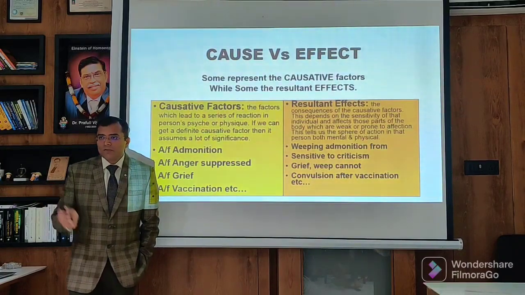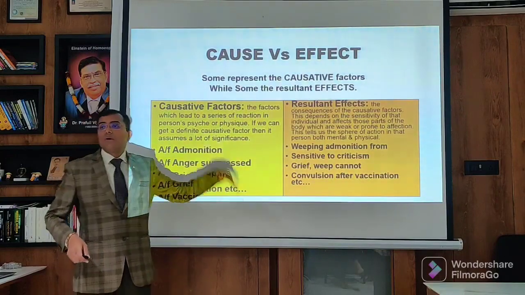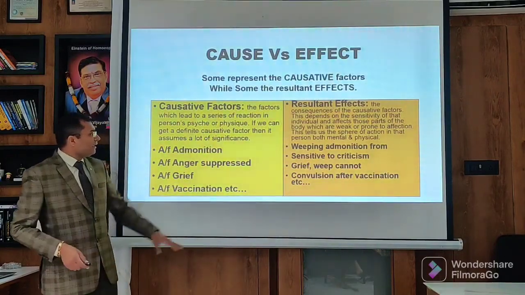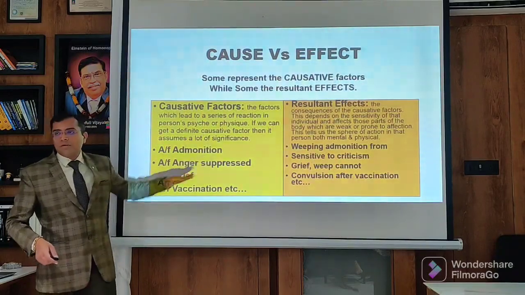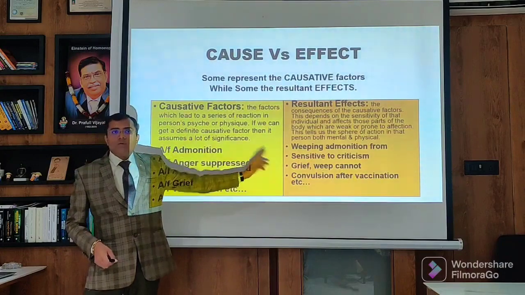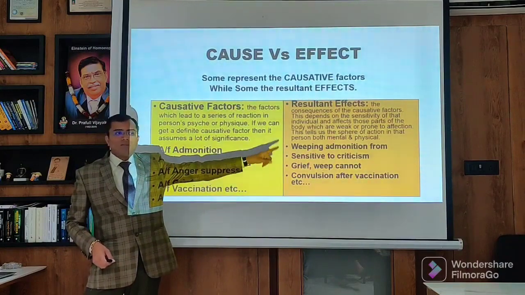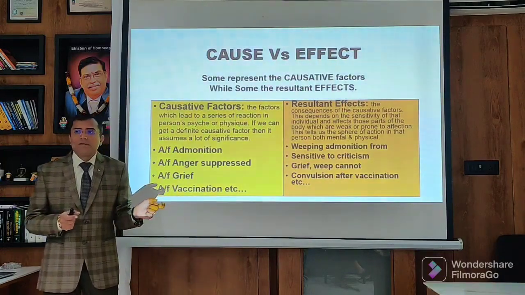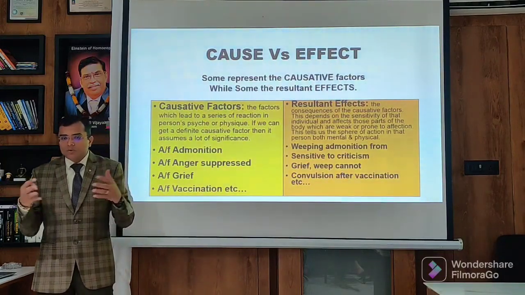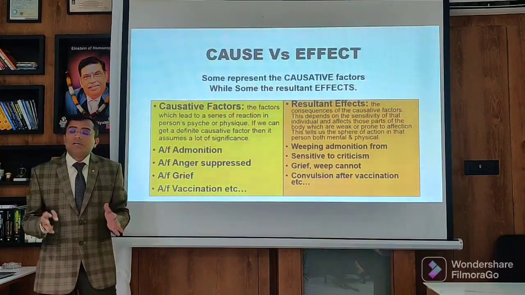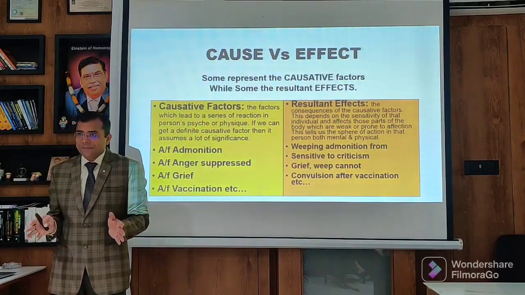Are you getting me? In the same way, the resultant effect is based on the causative factors. So most of the time we have certain rubrics, see here the admonition, but what happens after admonition? The person goes into a state of weeping. So weeping is a resultant effect after the admonition. We have to understand that rubric in a proper sense. We have to correlate the cause and effect. When you correlate the cause and effect, the repertory becomes very easy to understand.